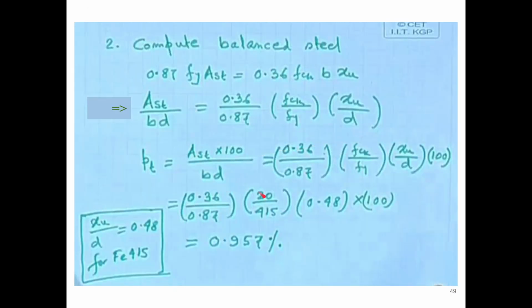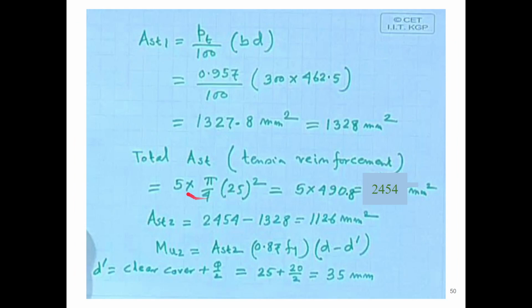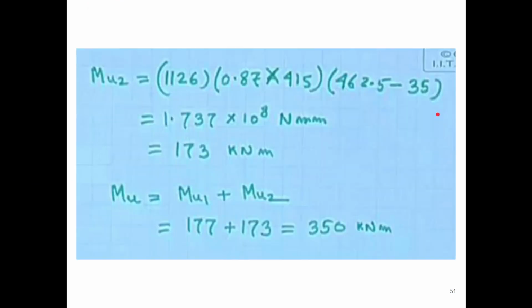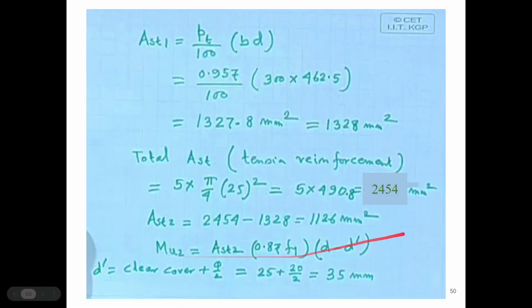But we have provided an area of steel Ast as 5 into pi by 4 into 25 mm bars squared, which is equal to 2454. It is higher than the Ast1. So the additional extra area of steel provided is 2454 minus 1328, which is 1126 mm square. So this is the extra. This was the area of steel for the singly reinforced section, and this is the extra amount of area of steel that is provided.